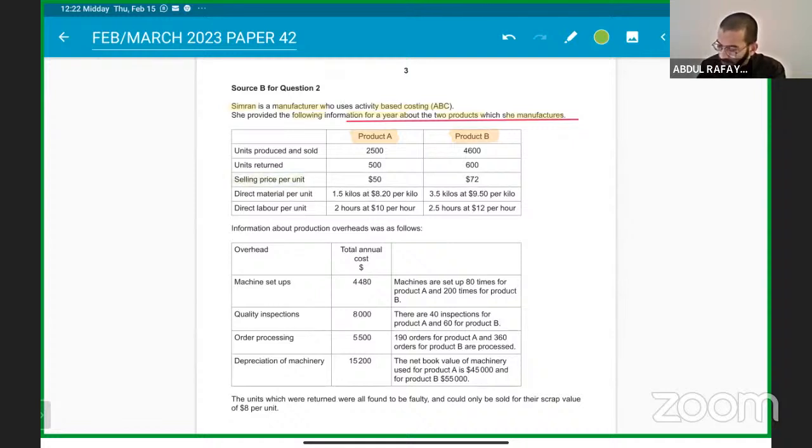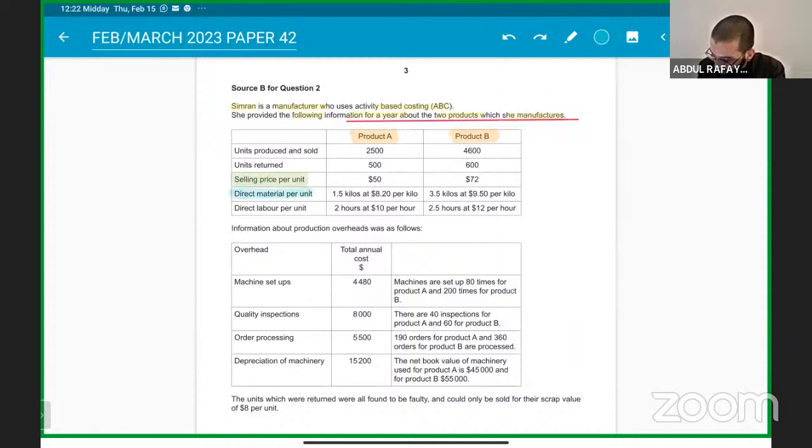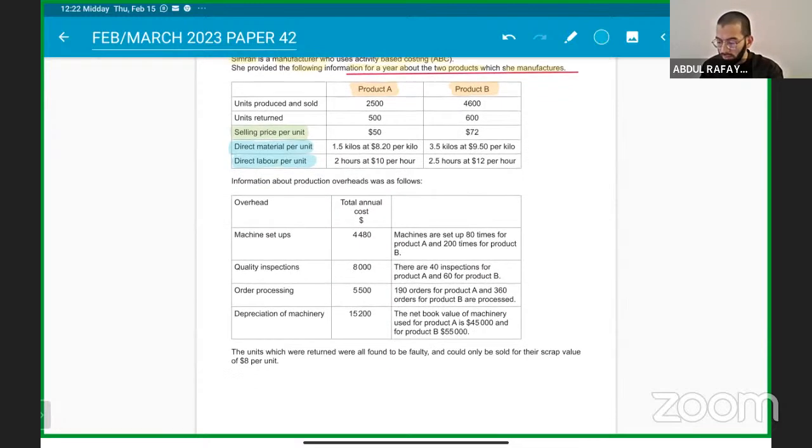Then we have direct materials per unit. These are the direct costs, the prime cost, and the direct labor cost per unit that we have already learned many times.